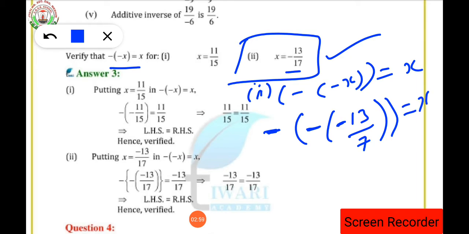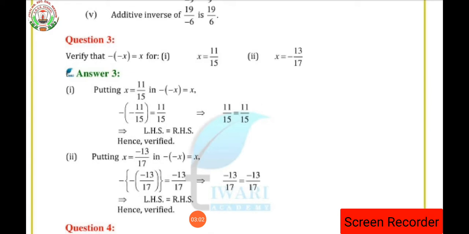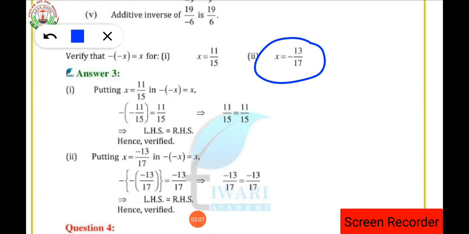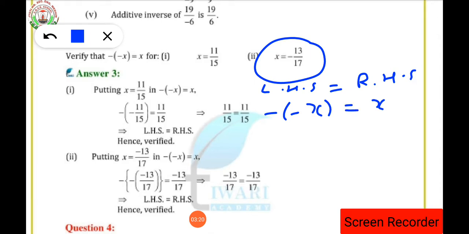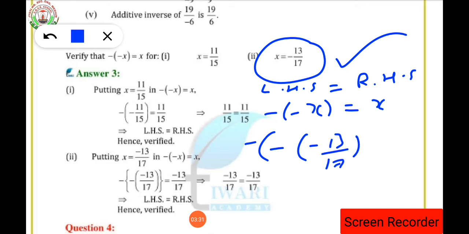Let's start this question again. What is the value we are having for x? x is equals to minus 13 upon 17, isn't it? What are the LHS and RHS parts we are having from the question? We are having minus into minus x is equals to x. This is the question. So here we have to put the value of x is equals to minus 13 by 17. So here minus, minus 13 by 17 will be here, isn't it? Is equals to minus 13 by 17 will be here. Have you understood up to here?